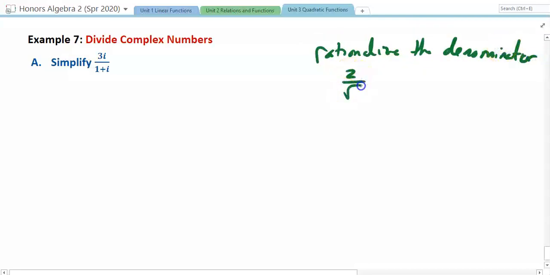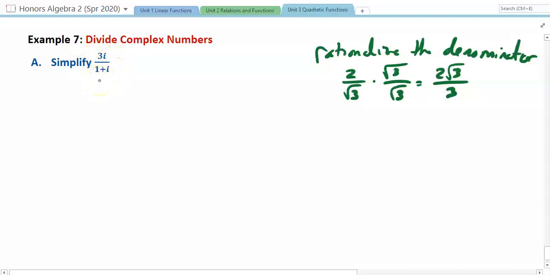So if I have 2 over the square root of 3, I would multiply both the numerator and denominator by that square root of 3 to get the radical out of the denominator. So this would become 2 radical 3 over 3. Well, same idea here, but we've got a complex number.